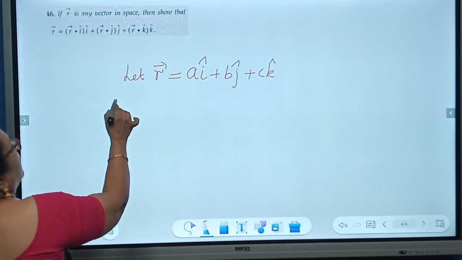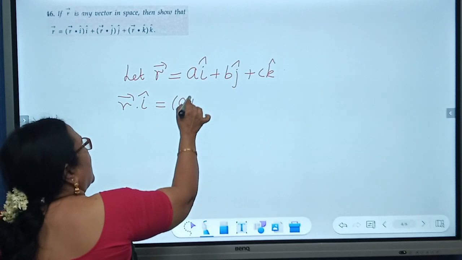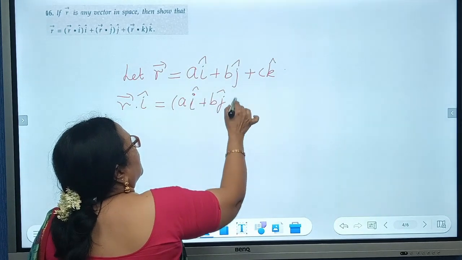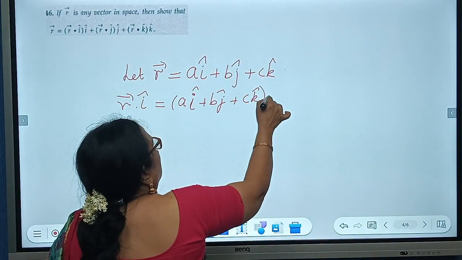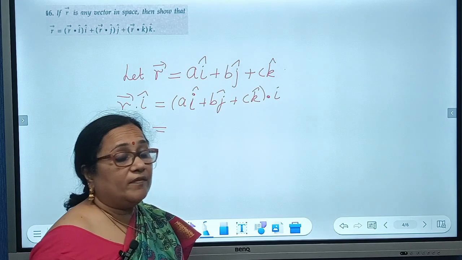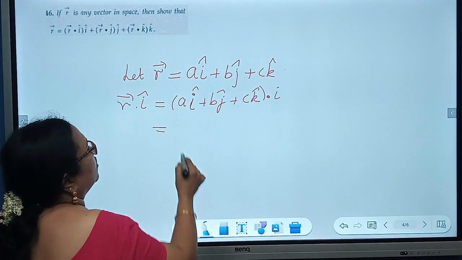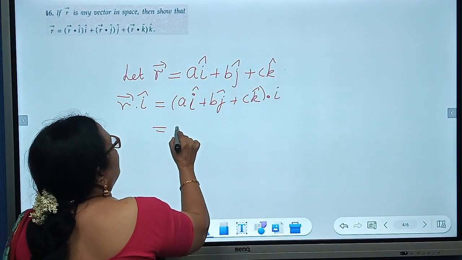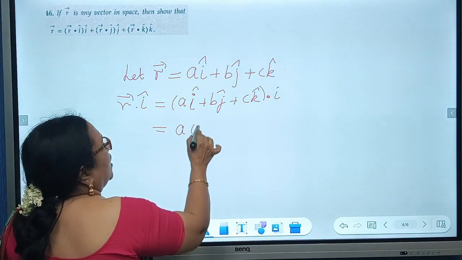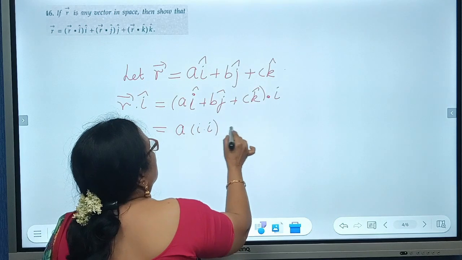Okay, now r dot i will be ai plus bj plus ck dot i. Now you know that i, j, k are mutually perpendicular vectors. So i dot j is 0, j dot k is 0, i dot k is also 0. So the only thing that will be left is a times i dot i. I dot i you know is 1, which is a.